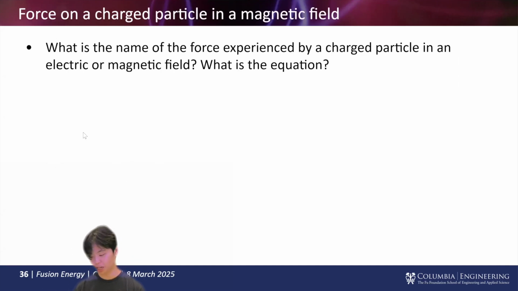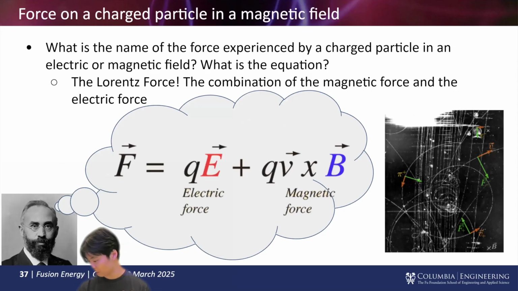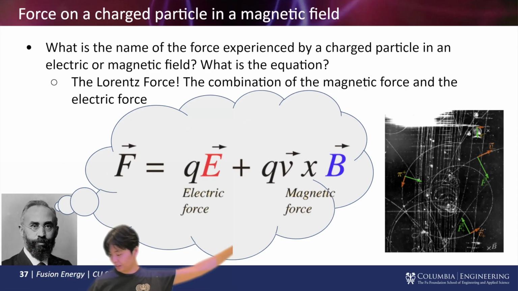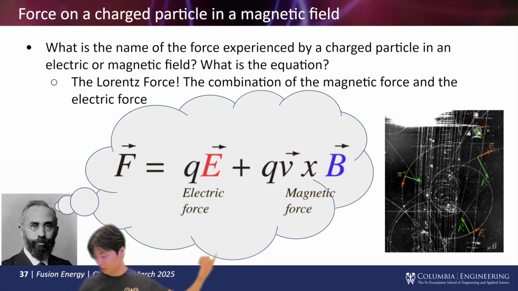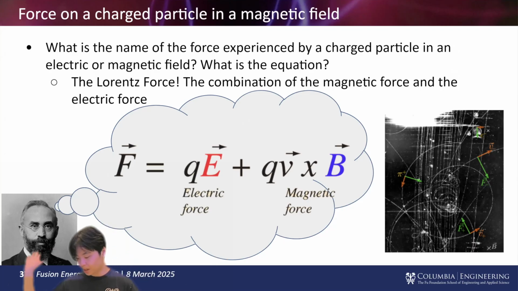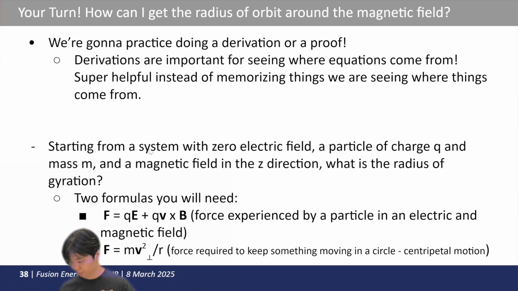Where is that centripetal force coming from? Well, what's the other force that we have in this problem? What is the force experienced by the charged particle in an electric or magnetic field? That is the Lorentz force, discovered by the guy right over here. So F is equal to QE plus QV cross B. You can already see our gyro motion is included right over there, and we're just including this electric force right here. So this formula is important for forces experienced by charged particles.